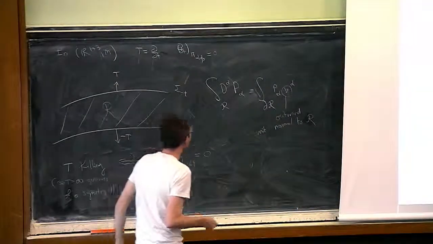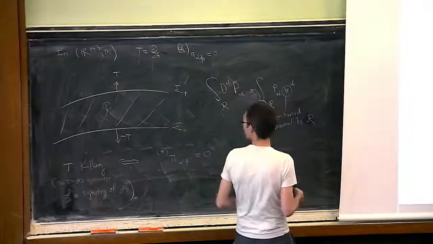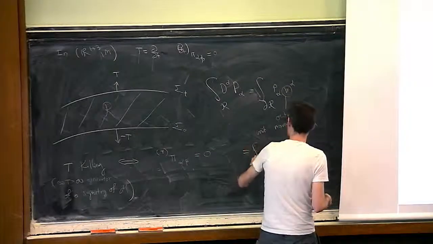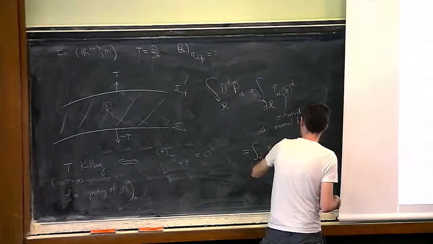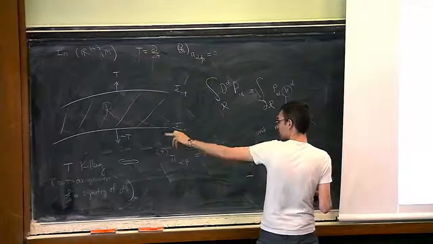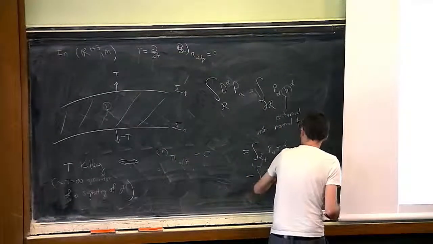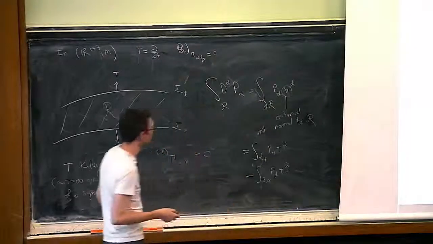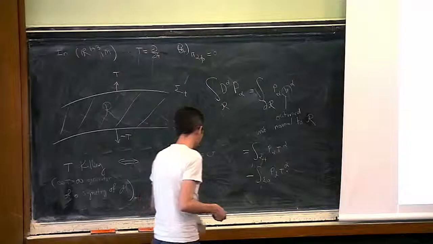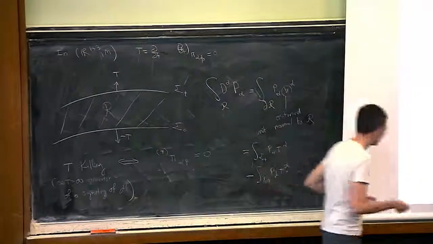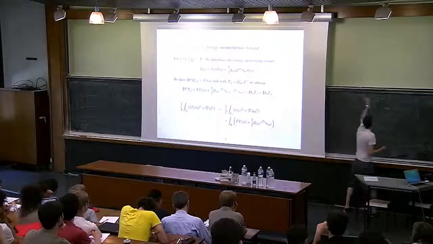Okay, so of course in our case, what do we get? We get the integral over sigma t of P contracted with T, so P alpha T alpha, minus, because it's minus T on sigma 0, the integral over sigma 0 of P alpha T alpha. That's your boundary term, which comes from Stokes' theorem. Okay, and it turns out that if you compute this, so what do you get? Okay, so I guess I should move this.